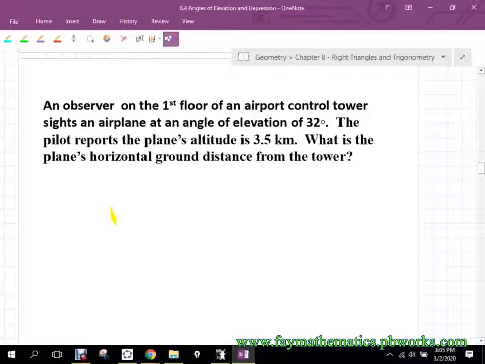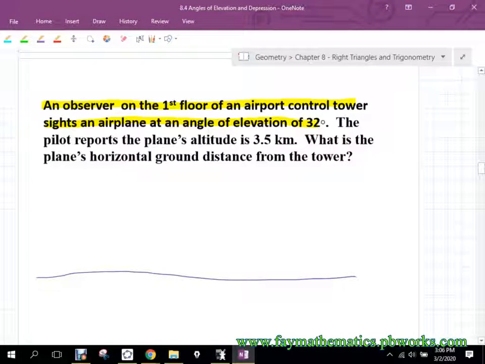Okay, so going sentence by sentence. There's an observer on the first floor of an airport control tower. Towers are on the ground, right? So I'm going to draw my ground. Here's my tower. There's a person in there, and they sight an airplane. Airplanes are going to be where? In the sky. So there's my airplane, right? They sight them, so that means they're looking at them. What would that line right there be from my observer's eyes to the airplane? That's your line of sight.